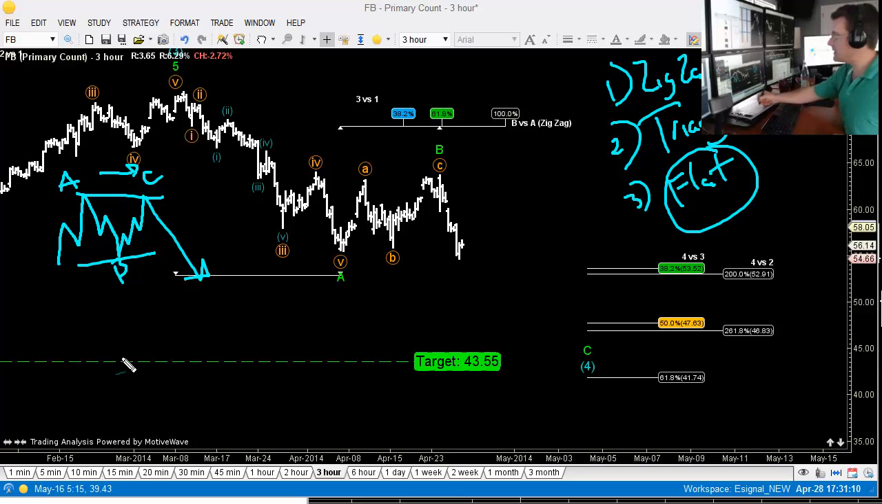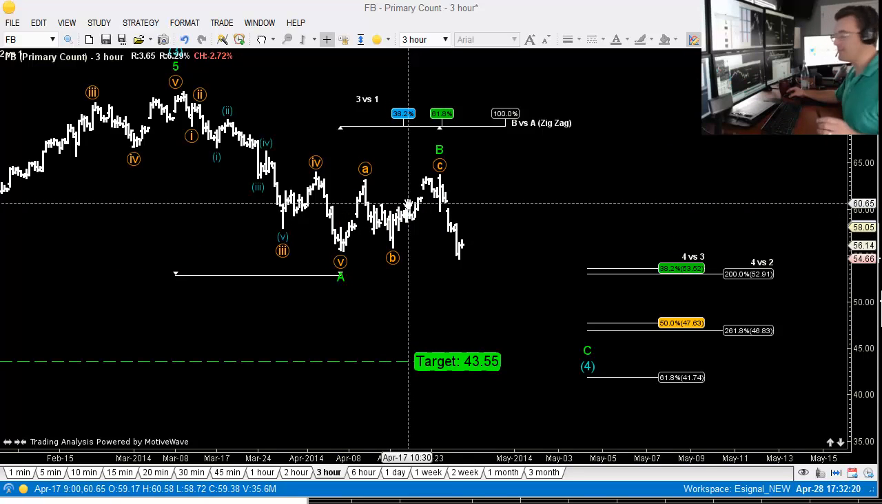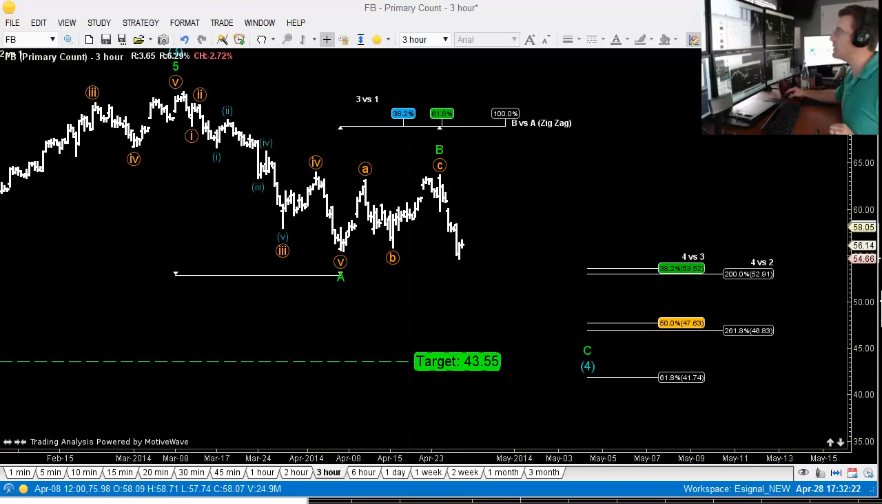Okay, I think that's exactly where we are right now in Facebook. So we had a move up in A, a nice three-wave move down in B, and then as you get inside of this, we'll go to a smaller time frame. That's a five-wave move up in C. Okay, kind of goes sideways. Didn't really affect any strong corrective movement.